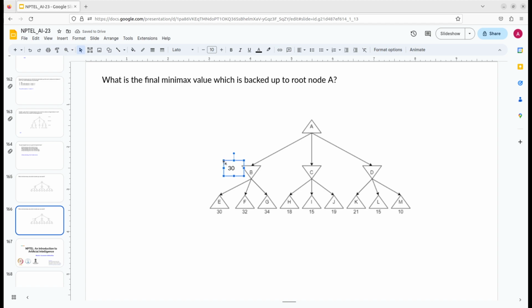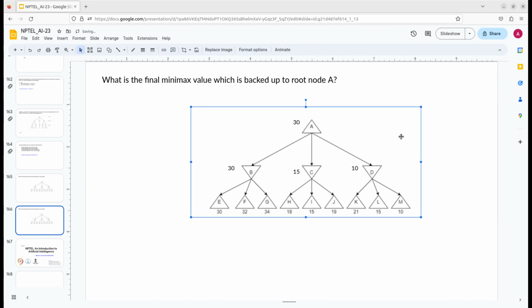What about C? You need to take the minimum out of these leaves. What are those leaves? 18, 15 and 19. It will come to 15. Right? So 15 is there. Now for D, you have to take the minimum out of 21, 15 and 10. It will go 10 there. Now A is the maximum. So out of 13, 30, 15 and 10, it will go 30. So the root node value of 30 will be the answer.